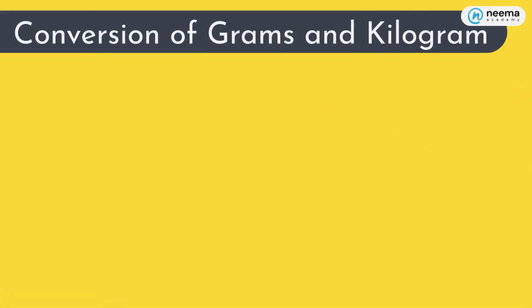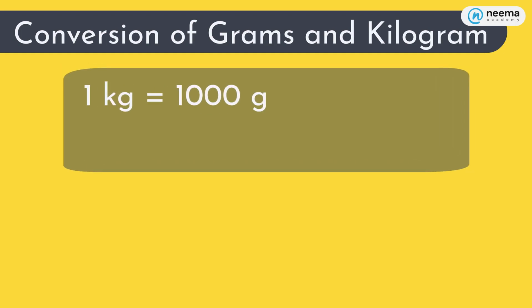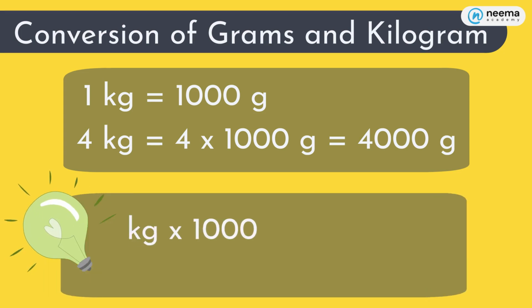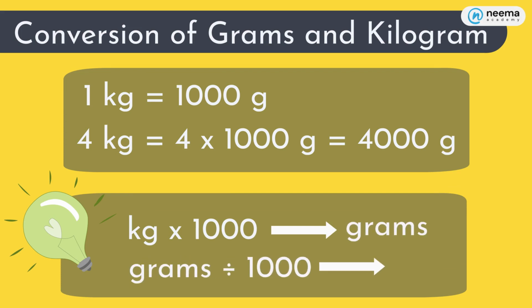Lastly, let's know about conversion of grams and kilogram. So, we know that 1 kilogram equals 1000 grams, and likewise, 4 kilograms equals 4 times 1000 grams, which equals 4000 grams. Basically, kilogram times 1000 equals grams and grams divided by 1000 equals kilogram.